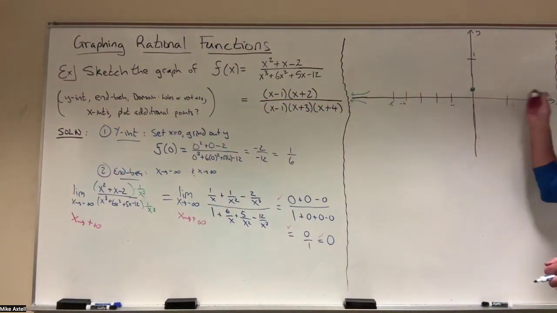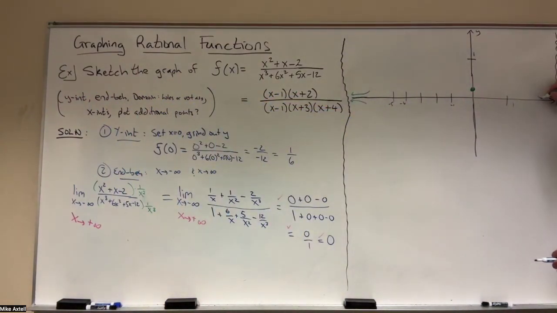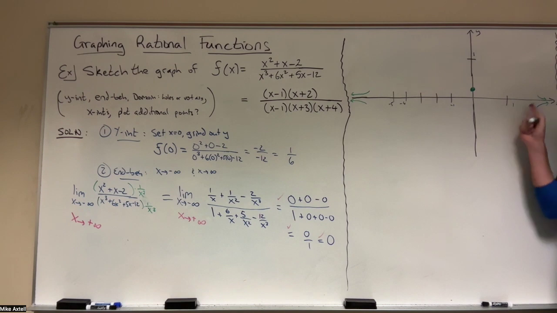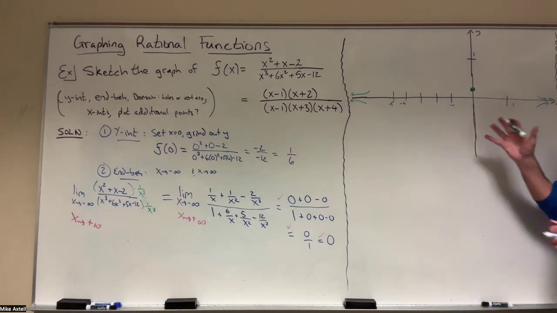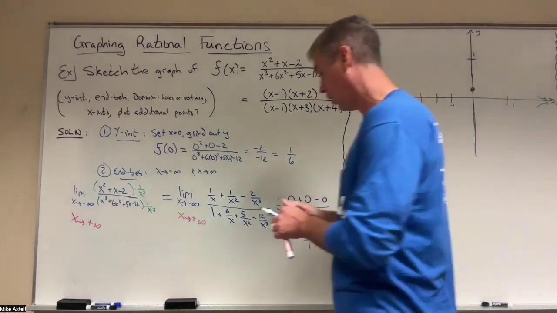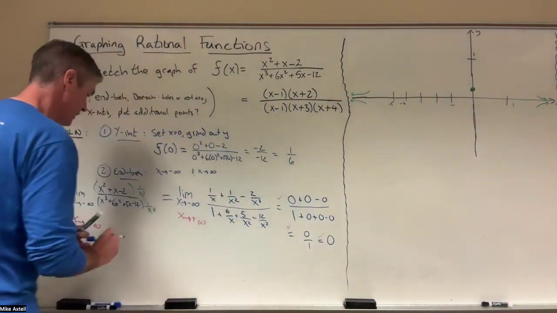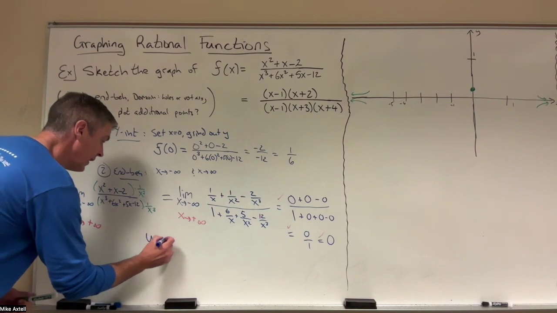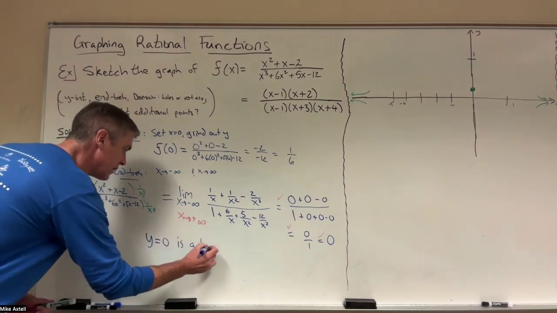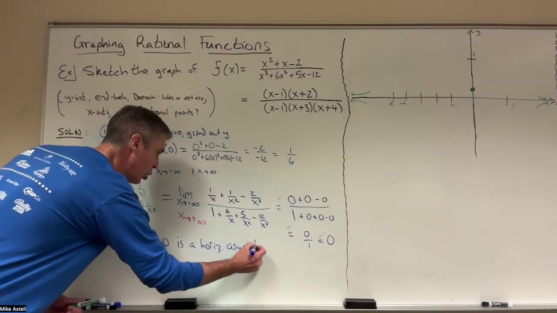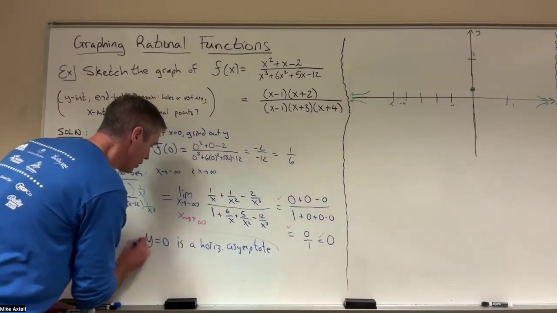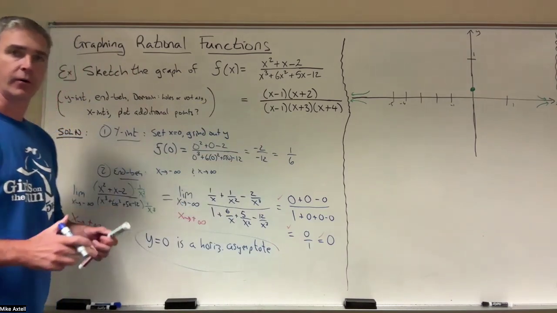So as x heads way off to positive infinity, my y values again are approaching 0, either from above or from below. Now, I'm going to have to figure out, is it above or is it below? But we'll do that later on. I don't think I've got enough information to figure that out yet. All right, so the upshot of all this is that y equals 0 is a horizontal asymptote. Cool. And hopefully we've got that graph there.